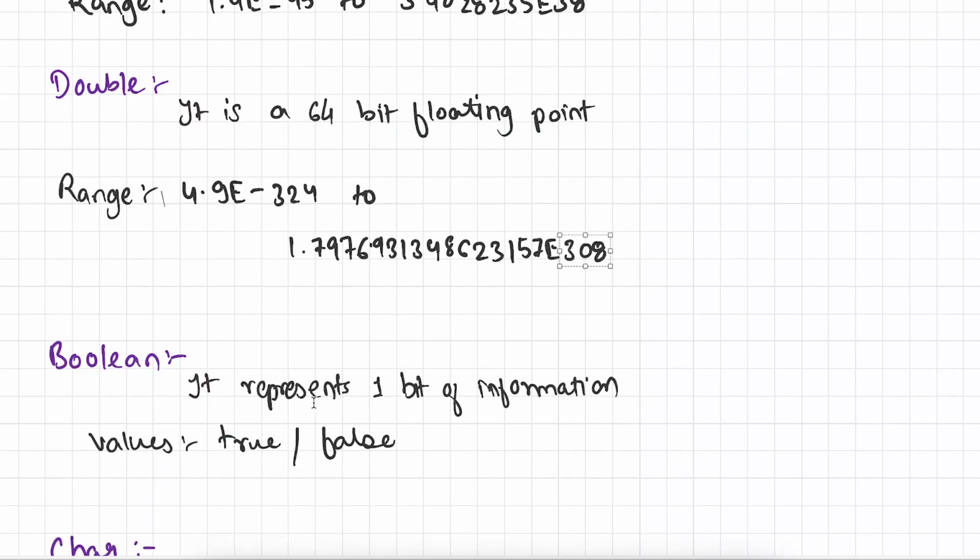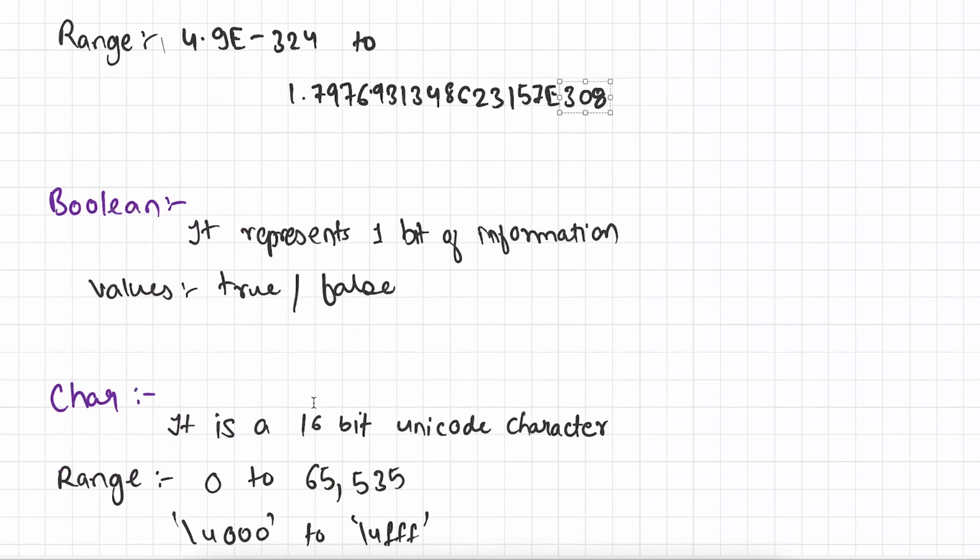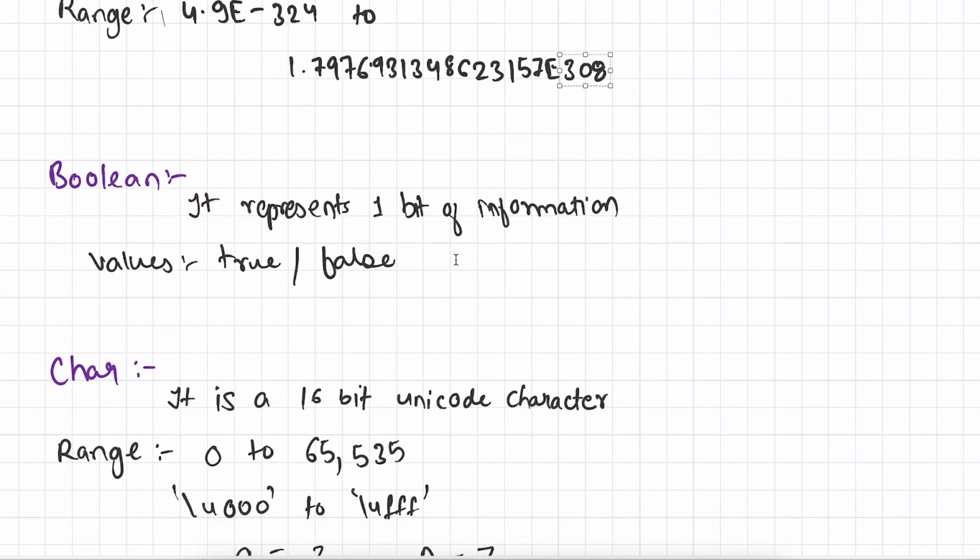Okay. The next data structure coming up is Boolean. This data structure represents only one bit of information, and there are two possible values in this data structure, that is, true or false. So either we can assign true to this data structure, or we can store false. It only supports two possible values.